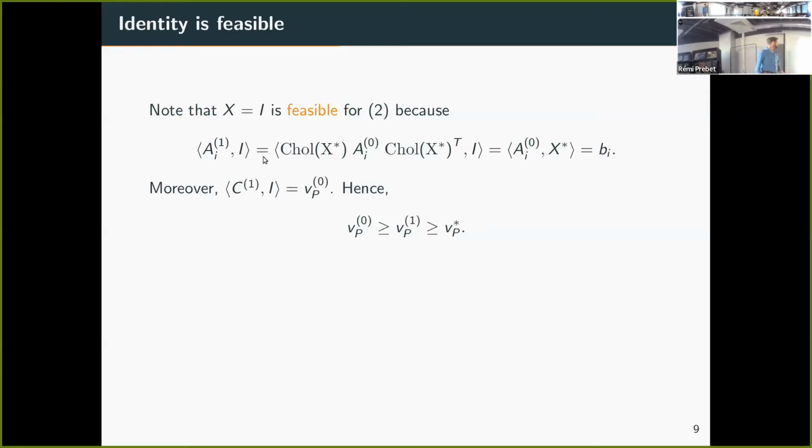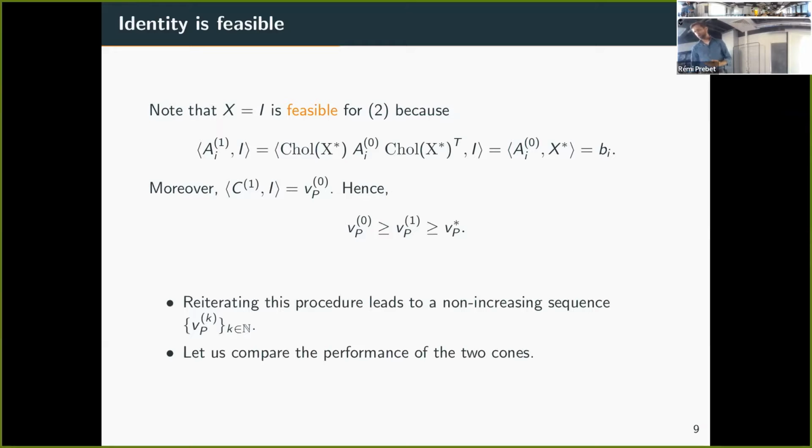Into the objective function. If we plug in the identity into the objective function, we get the previous optimal value, because of the same reason. So if we now solve this program, we found a feasible solution that gives us the previous optimal value. So if we optimize now, we get something that is at least as good, right? So if we then again take the optimal solution, perform the Cholesky, and do this iteratively, we will produce a non-increasing sequence. And well, that's it for the moment, right?